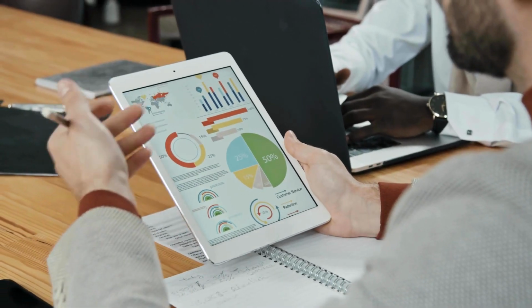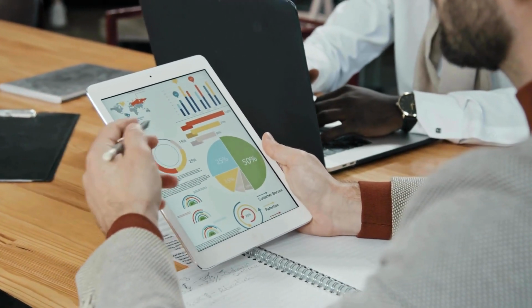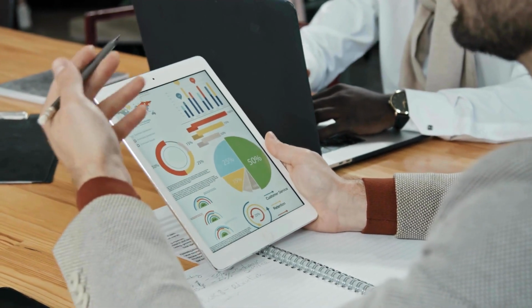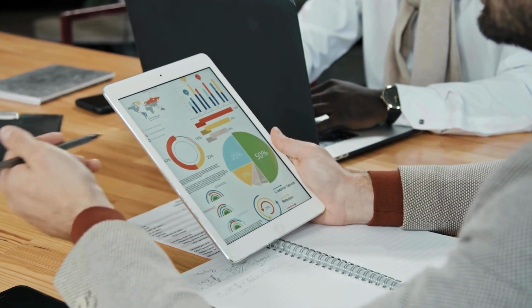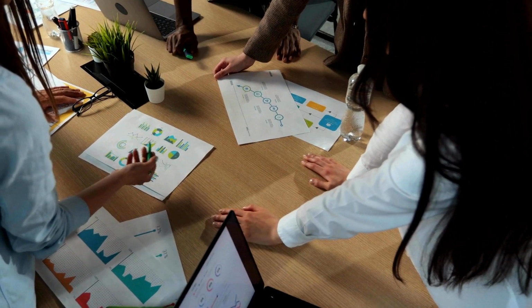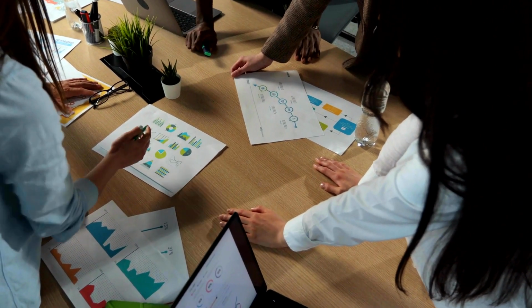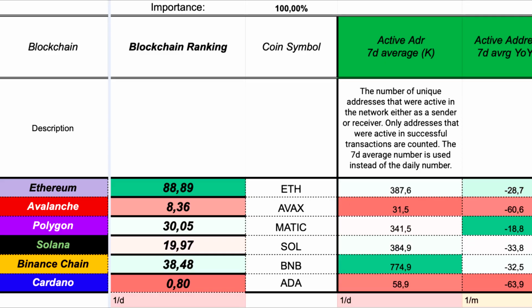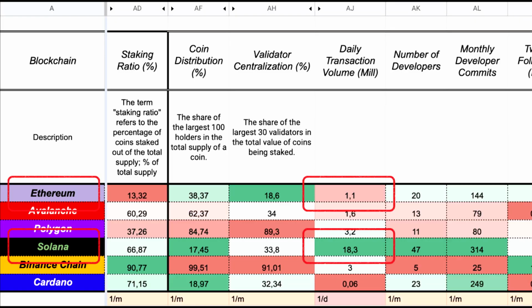When it comes to analyzing the health of a blockchain, it's important to remember that metrics should never be considered in isolation. One metric alone can't give you the full picture of a project's size. Take the example of Solana blockchain, which has way more daily transactions than Ethereum. At first glance, this may seem like a great metric, and it is, but it doesn't give us the complete picture.